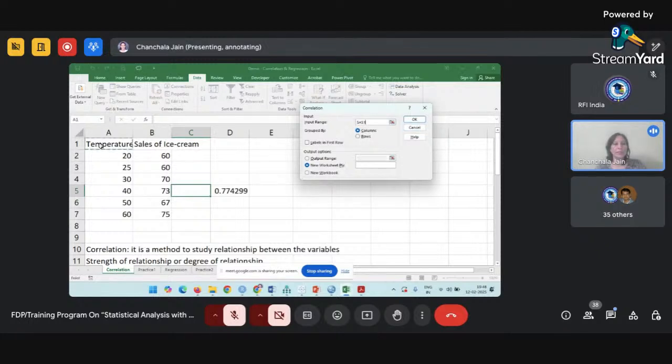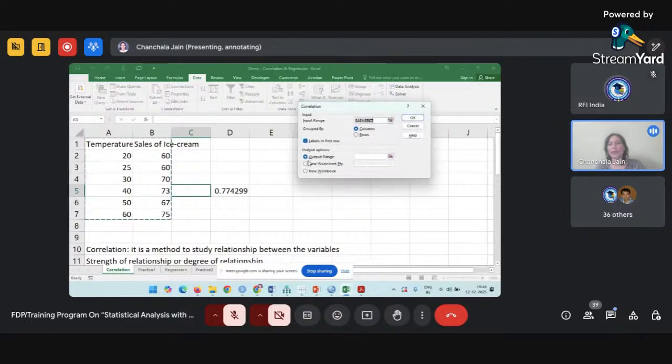There you need to provide the range of your data. Data is grouped by column, so by default it is column. We'll go with this. I have selected labels because my range is A1 to B7, so I'm selecting this checkbox. For getting the output, I am selecting the first option, and in the box, I am giving the reference of the blank cell.